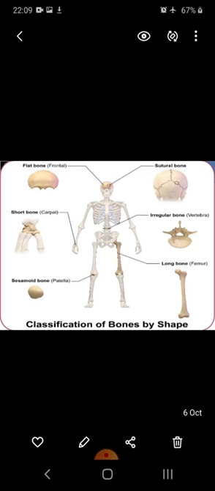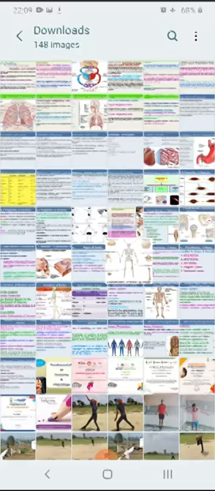For better understanding, you will go through this picture. Here frontal is a flat bone. Then short bones are carpals, metacarpals, and tarsals. Patella is a sesamoid bone. Femur and humerus are long bones, and vertebrae are irregular bones. So these are examples and pictures of different types of bones.